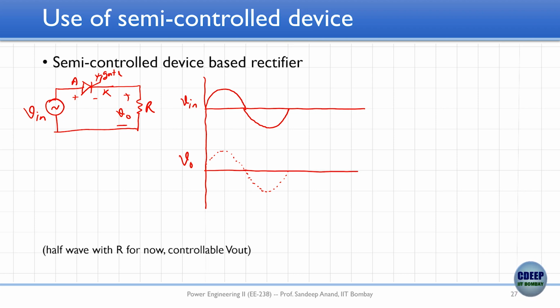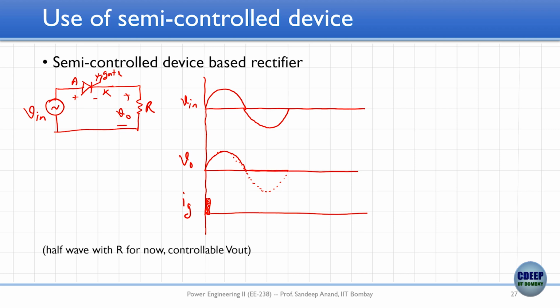where I provide the gate signal. If I provide the gate signal at t equal to 0, this is Ig. If I provide a gate current at t equal to 0, that means I turn on the device at t equal to 0, then how would the output voltage look like? At t equal to 0, if I get a gate signal, anode to cathode is positive, it will turn on and it will give me the same waveform as that of the input voltage, right?